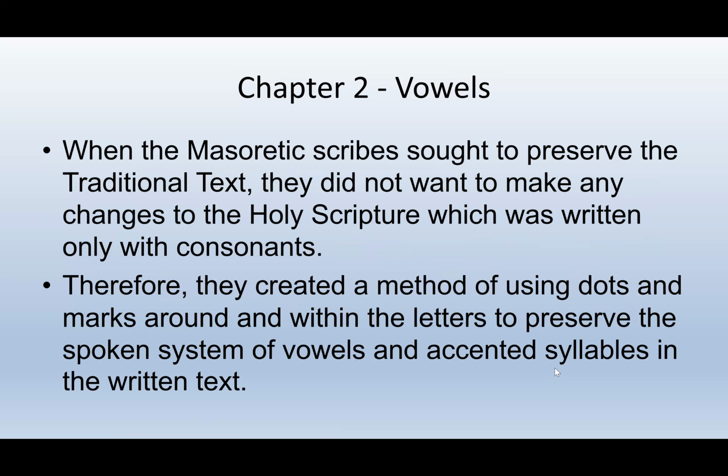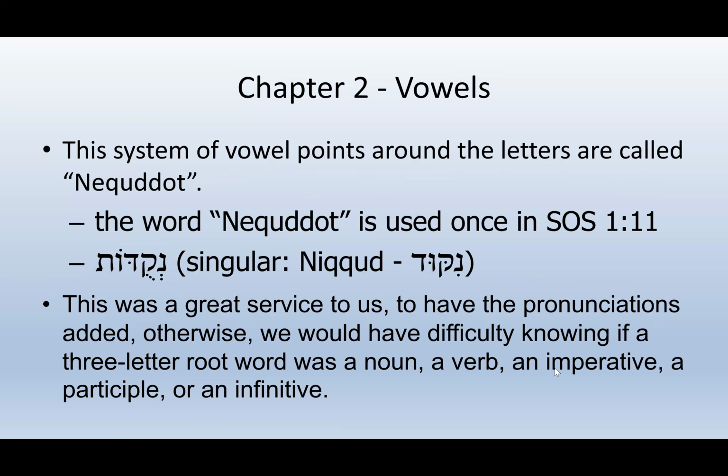When the Masoretic scribes sought to preserve the traditional text, we talked last week about the history of Hebrew, they didn't want to make any changes to the Holy Scripture that was written. Those were the letters, written with consonants. Therefore, they created a method of using dots and marks around and within the letters to preserve the spoken system of vowels and accented syllables in the written text. This system of vowel points around the letters are called nikudot. Now we have it written out there in English, and I have it written out in Hebrew.